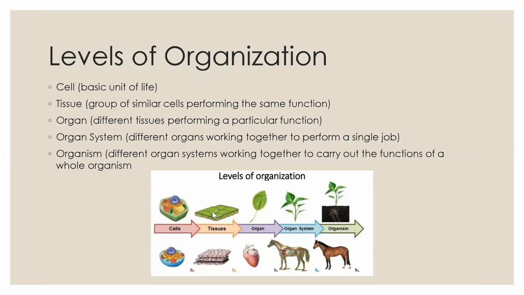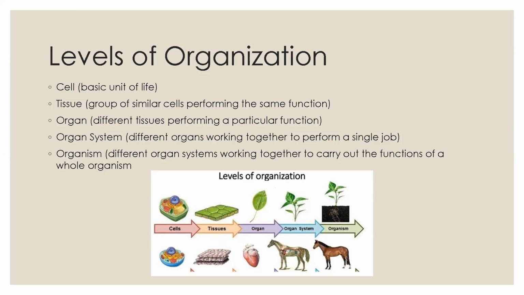Then the tissues are groups of these similar cells that perform one function. And then organs contain different tissues. So each of these tissues is performing its own function. Then the different tissues enable the organ to perform a lot of functions at the same time. And these organs make up an organ system. And many organ systems are going to make an organism, which is different organ systems working together to carry out the functions of a whole organism.